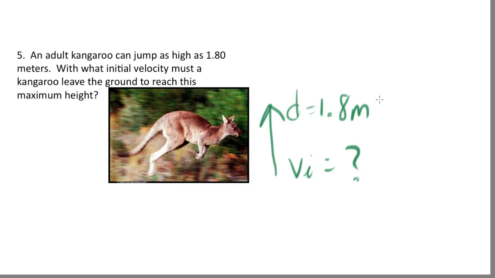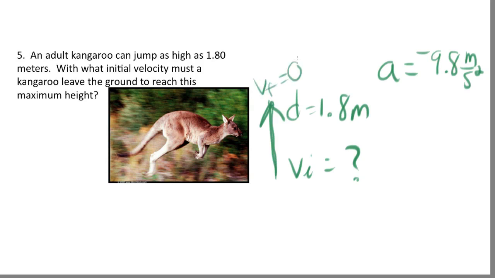There's something else we know. We know the acceleration of gravity. It's still negative. Even if he's jumping up, the acceleration of gravity is downward. It's slowing you down as you're going up. All right. There's one other thing we do know. The adult kangaroo can jump as high as a maximum height of 1.8, because it's going to start coming down. That means at the highest point, the final velocity is zero.